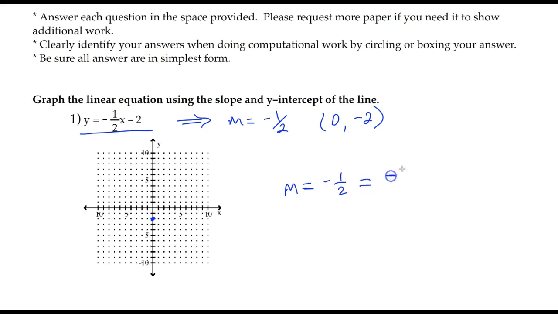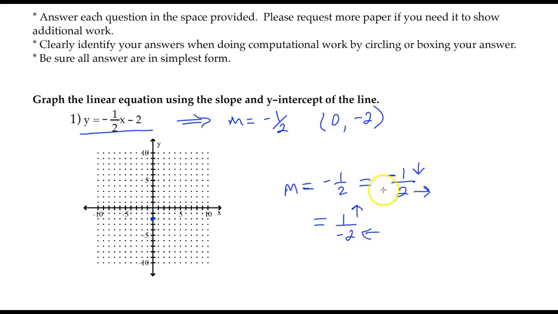I can interpret it this way, putting a negative on top, meaning that I go down 1 unit and to the right 2 units from a known point on the graph. And of course, my known point here is the point (0, -2). Alternatively, I could also put the negative in the denominator, and I can go up 1 unit and to the left 2 units and find another point that will still be on that same line.